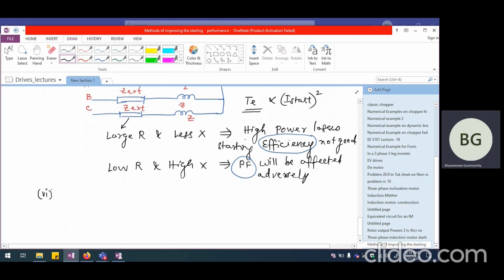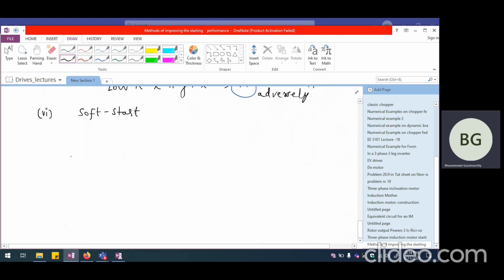Very similar to impedance starting is something called soft start, which we again use for many of the induction motors, for load settings where we want only a low amount of starting torque. Soft start is actually going to use back-to-back connected thyristor pairs like this. So whatever we know as a three-phase AC voltage controller is going to be used along with the three phases of the induction motor.